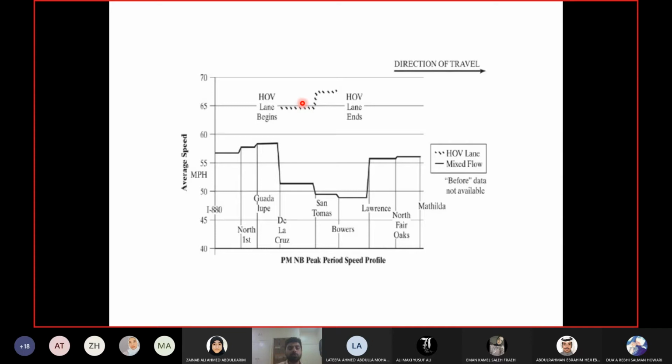So if, with HOVs, the total flow in some lane was, let's say, 2000, out of 2000 there were 200 HOVs. Now these 200 are in the HOV lane, so the other lane has a flow of 200 vehicles less. So the speed of that lane has also increased. The HOV lane is benefiting everybody: the people who are in the other lanes as well as the people who are in HOVs.